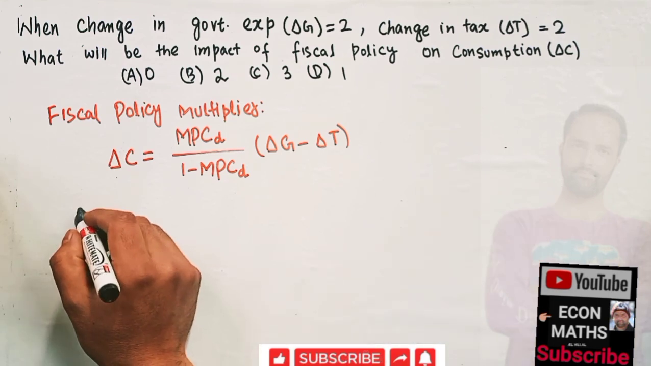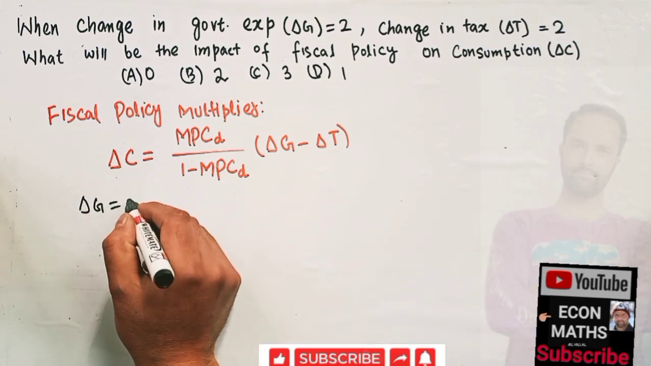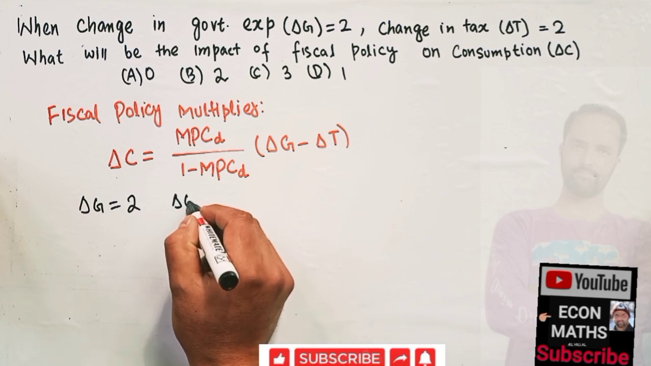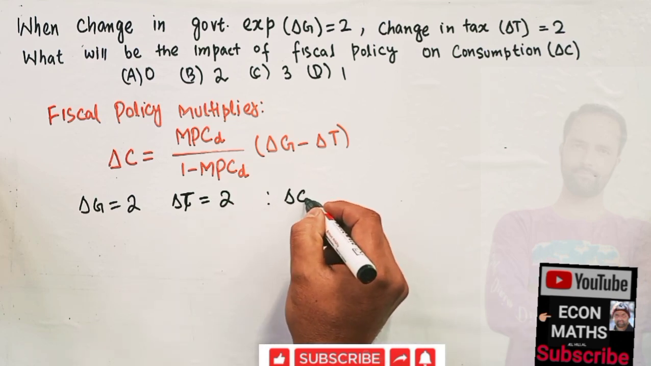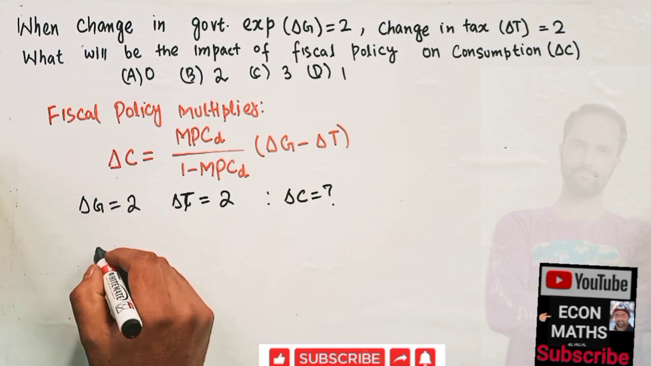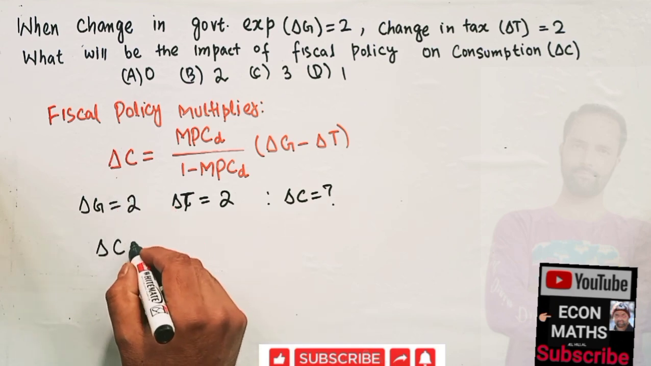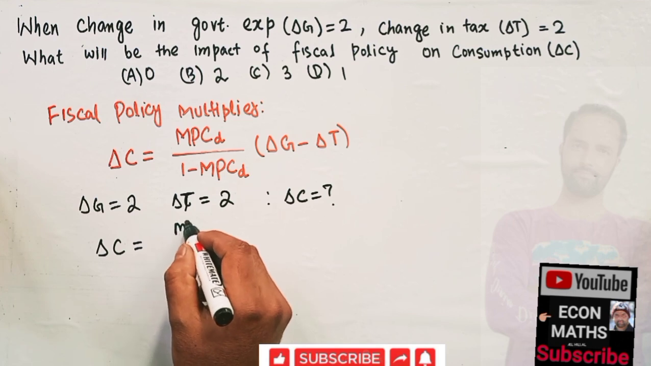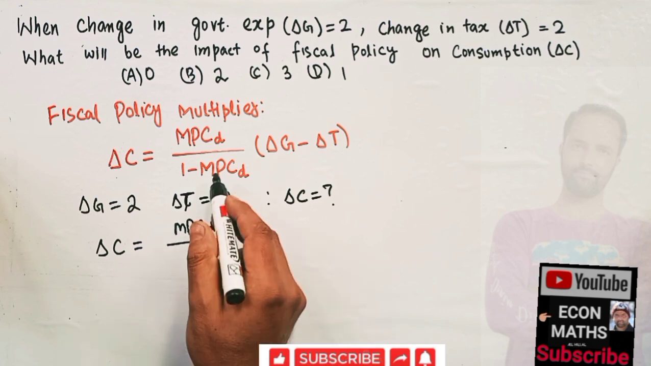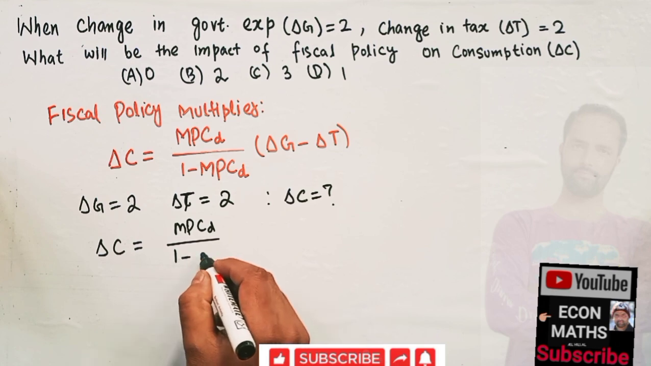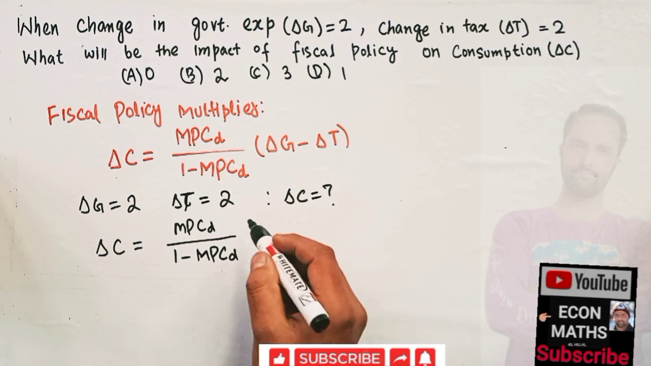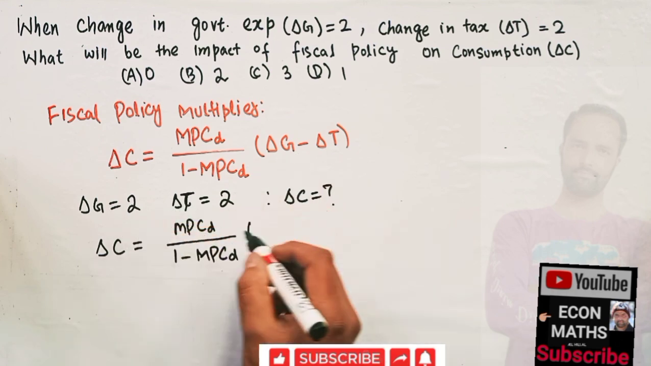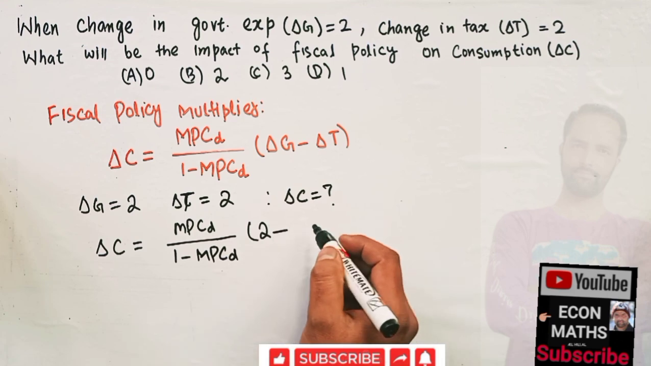Now what we are being given, we are given change in government expenditure is 2, change in tax is equal to 2. We have to find out the change in consumption. Now let us use this formula. So change in consumption is equal to MPCD, the marginal propensity to consume of disposable income, upon 1 minus MPCD. So what is del G? Del G is 2, minus del T, that is 2.